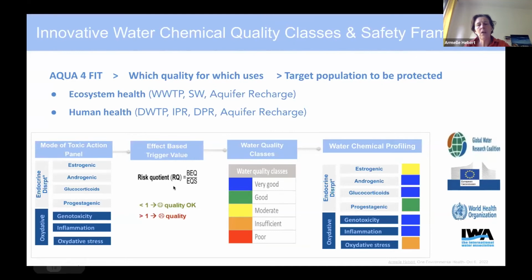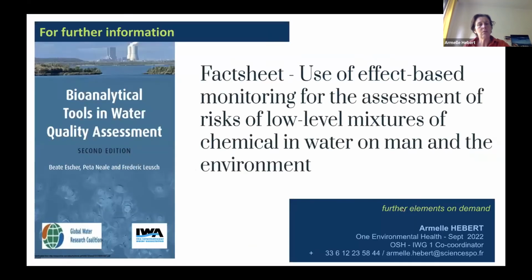We derived some trigger values and also can derive some risk quotient, and derive some water quality classes and support the decision makers, the water treatment operators and territories to make evolve the treatment processes. So that is my last slide.